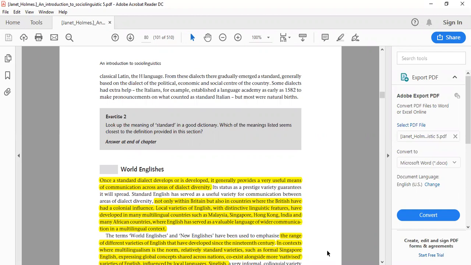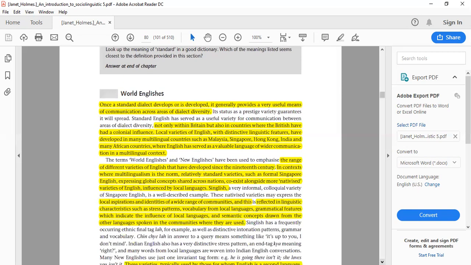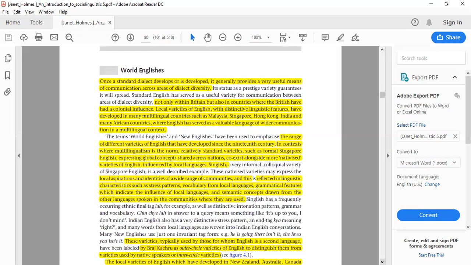Is it clear, Mansoor? Yes, ma'am. It's clear. Okay. Coming towards world Englishes, who will tell me about world Englishes?